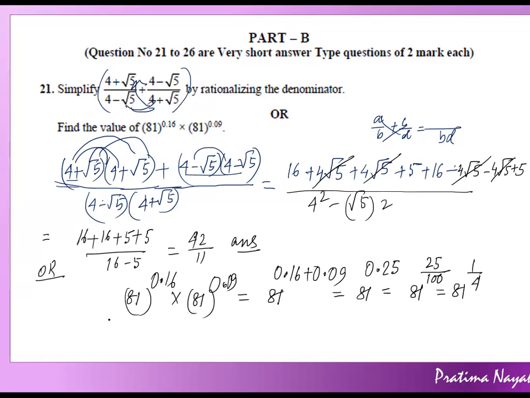So you have to simplify 81 to the power 1 by 4. So I'll make 81 as 3 to the power 4, whole to the power 1 by 4. You know this power of power, they are multiplied. So 1 by 4, then this 4 will be cancelled. So answer is 3.